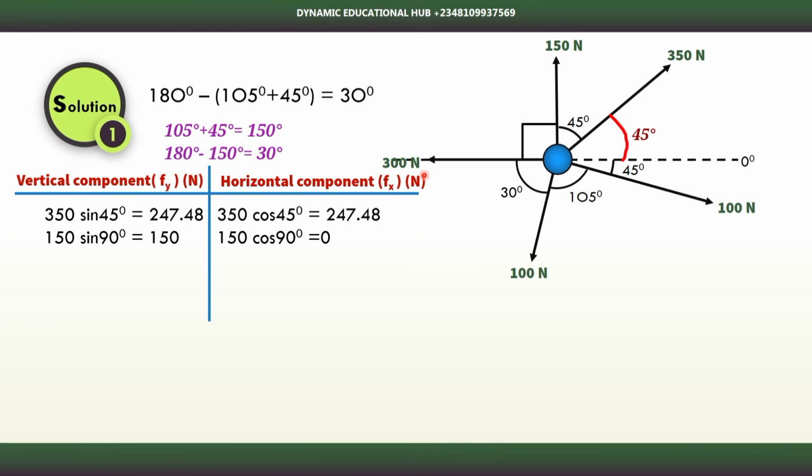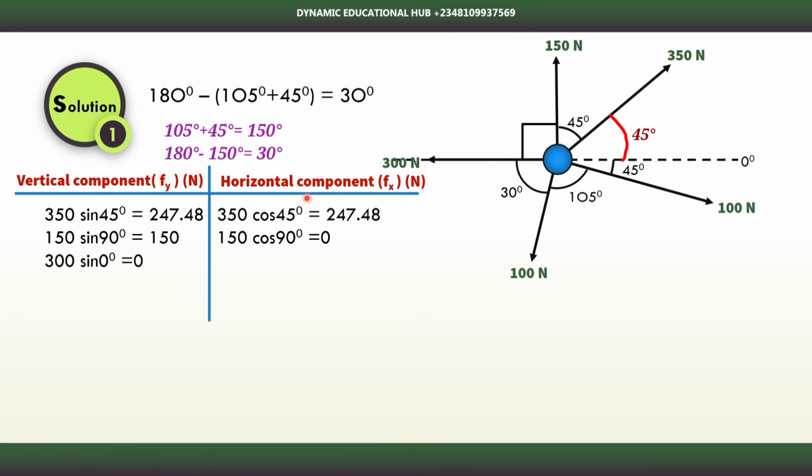Now let's go. For 300 Newton, we are going to have 300 what? Sine 0 degree. And what is sine 0 degree? Sine 0 is 0. Sine is an odd function, cosine is an even function. So you are going to learn that in trigonometry. Now 300 sine 0 degree, we have 0 vertical component. It means that the whole of 300 Newton is being used to drag or pull this object along the horizontal plane. No vertical component of this force.